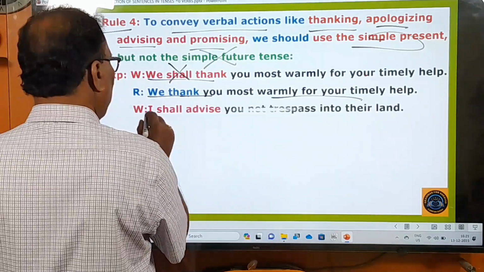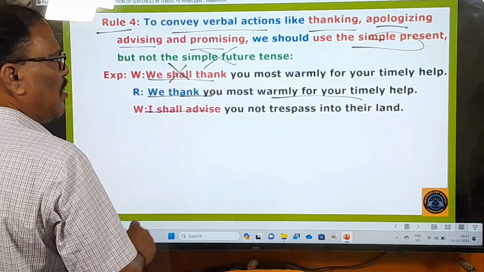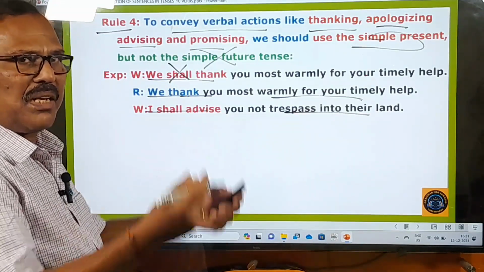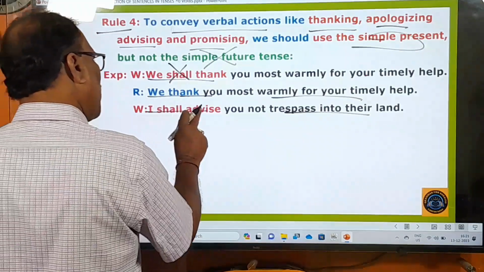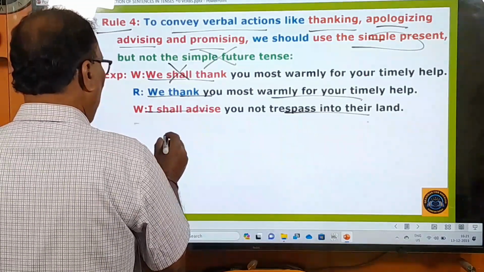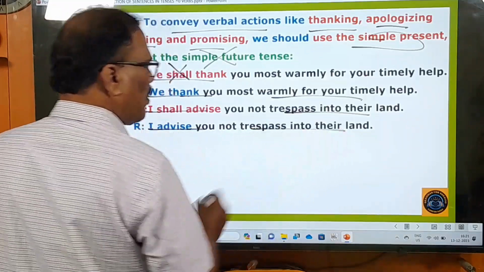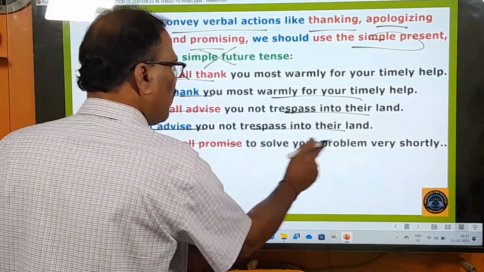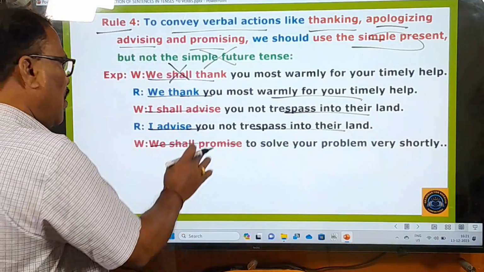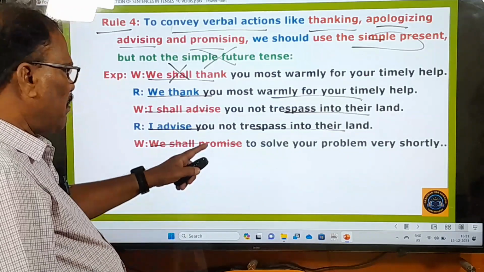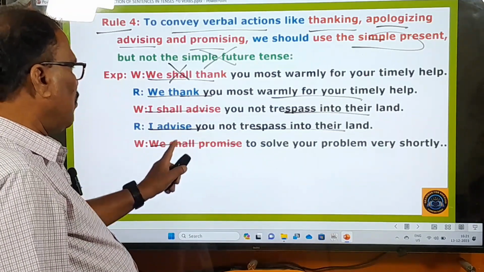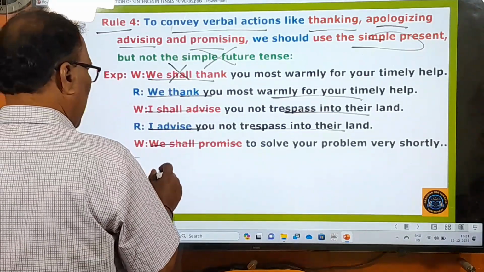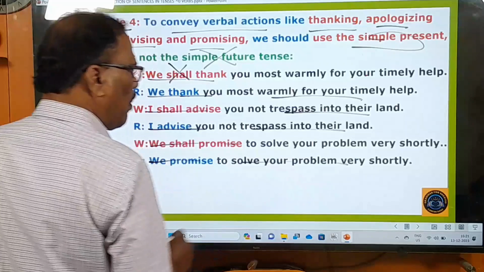Similarly, I shall advise you, advising also. I shall advise you not to trespass into their land. Trespassing into others' land is prohibited. So here I should not say I shall advise, I should say, I advise you not to trespass into their land. And one more example. We shall promise to solve your problem very shortly. We are making a promise, so we should not use the simple future. We have to say, we promise to solve your problem very shortly.